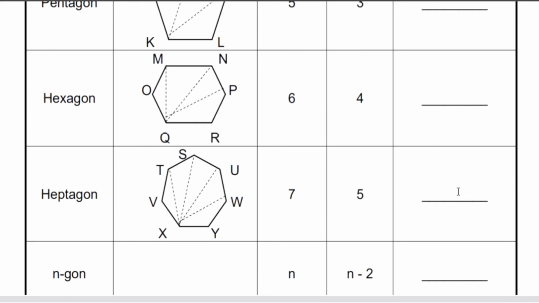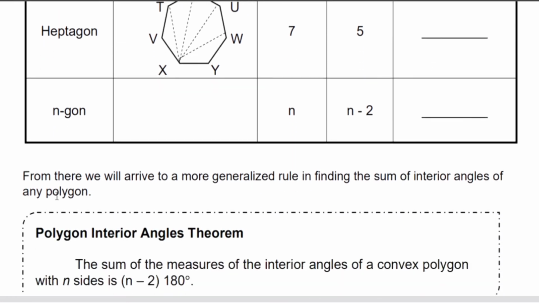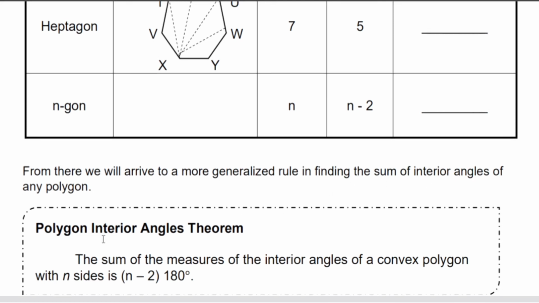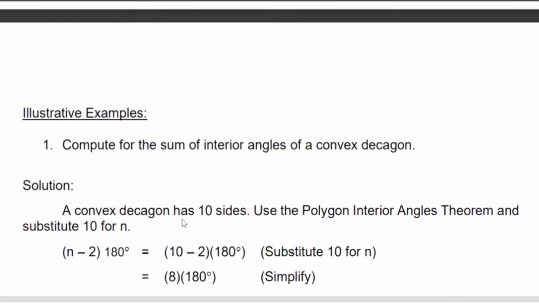So from there, we will arrive to a more generalized rule in finding the sum of interior angles of any polygon. So this is the polygon interior angles theorem. The sum of the measure of the interior angles of a convex polygon with n sides is n minus 2, or the quantity of n minus 2 times 180 degrees. So that is the formula. So to get the sum of the interior angles, you have to multiply n minus 2 by 180 degrees. Now let us have these illustrative examples.